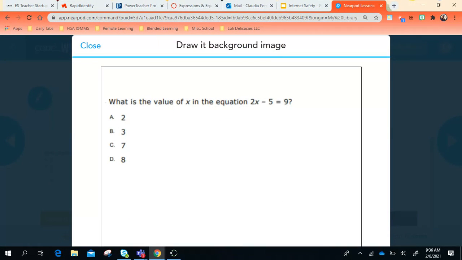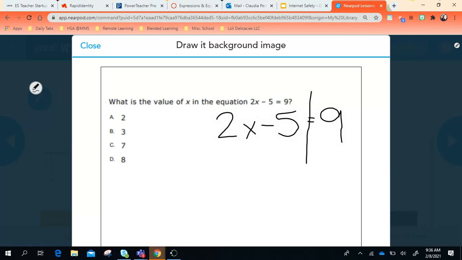Okay, so our second problem says, what is the value of x in the equation 2x minus 5 equals 9. So go ahead and set up your problem. Remember, you can write it in your notebook and then on your screen. I just want you to do the first step. For those of you at home, I want to see the first step as well. Make sure it's on your screen, and I'm going to go ahead and check it out in a second.